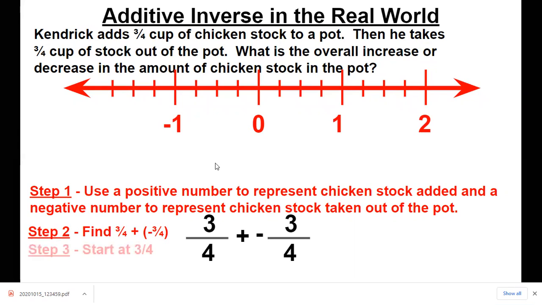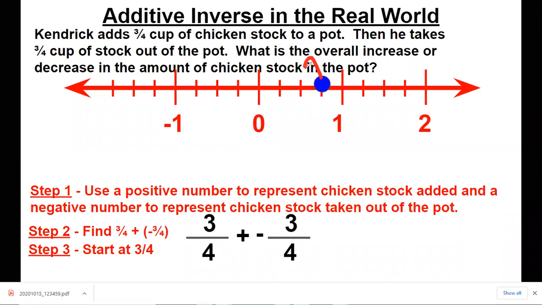Start at 3/4 on your number line. There's our 3/4. Notice how it's 3 marks past 0. And now we're going to add negative 3/4. So we're going to go to the left, not the right. We're going left. Left is correct, not right.